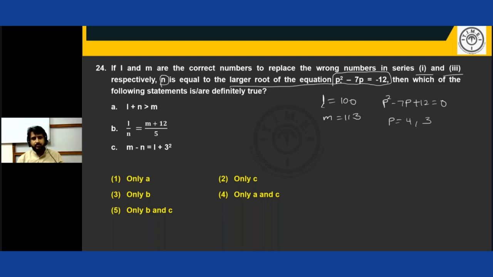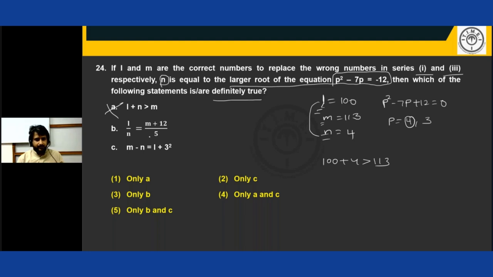And what is mentioned? N is the larger root of the equation. So what is the larger root? 4. So N value is 4. So you got the L, M and N values. Now which of the following statements is definitely true? Is the L plus N greater than M? 100 plus 4 is greater than 113? No. So not the first option.